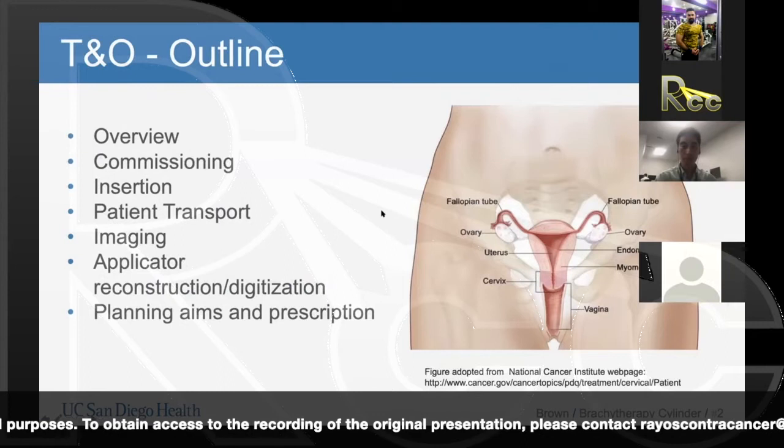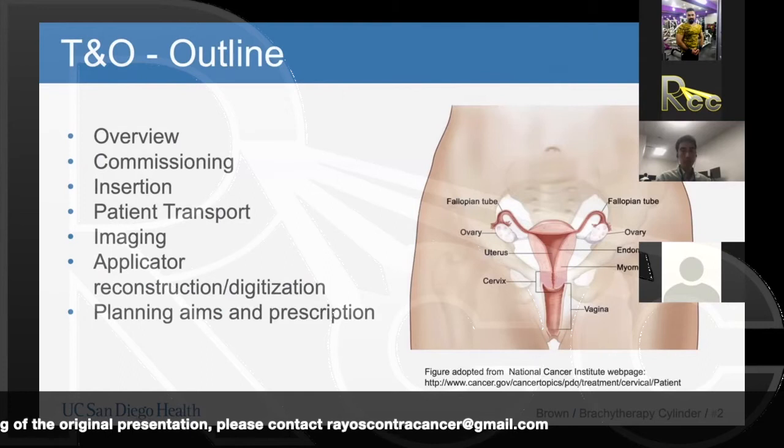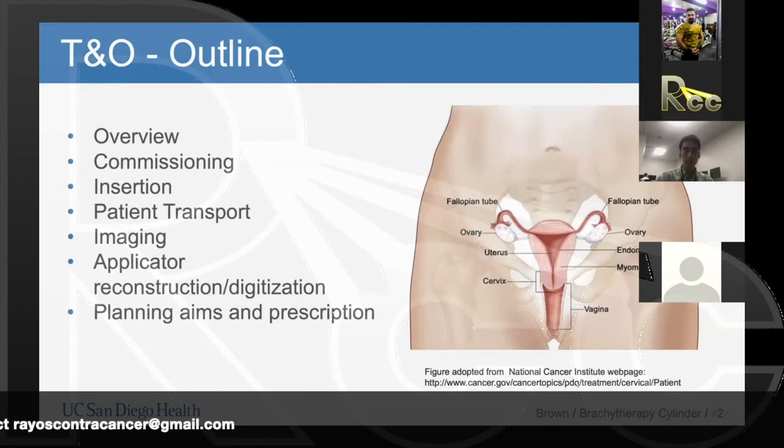So we'll start with an overview of what a tandem and ovoid is. I know you talked a little bit about this, Dan Skanderbeg, last week, but I just wanted to go over that again in case anyone wasn't on that last presentation. We'll talk about commissioning, just like we did yesterday. It's actually a very similar process. Insertion.